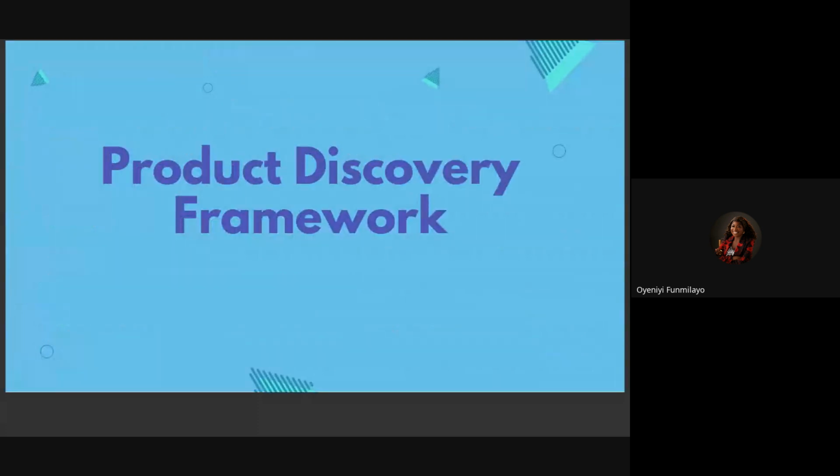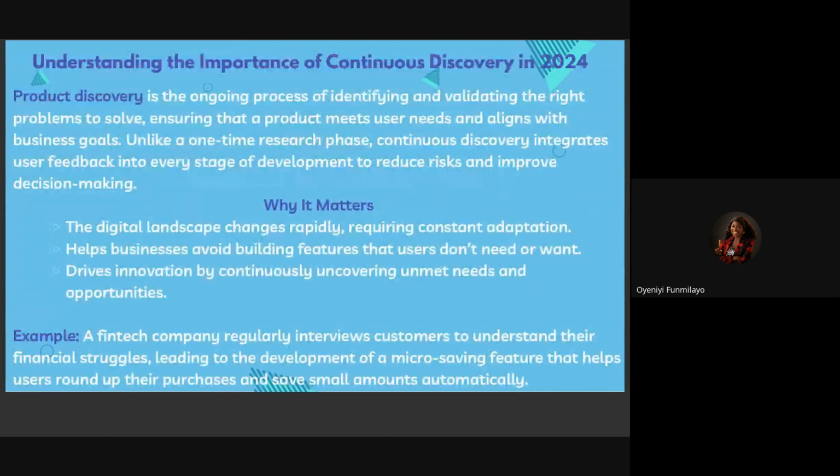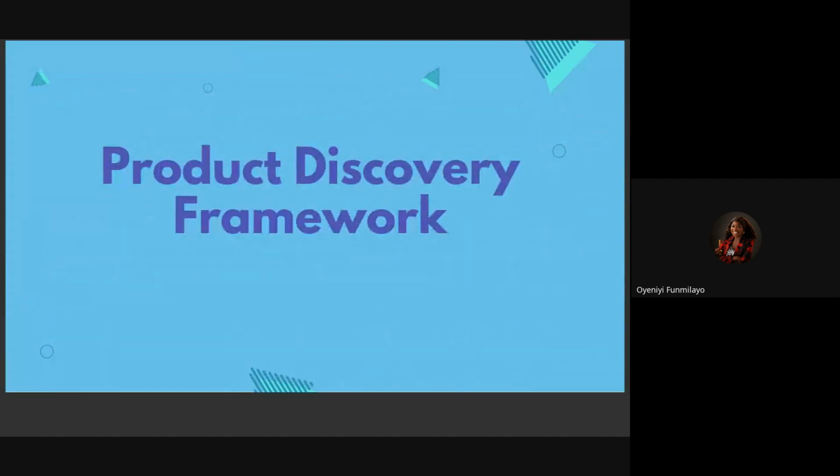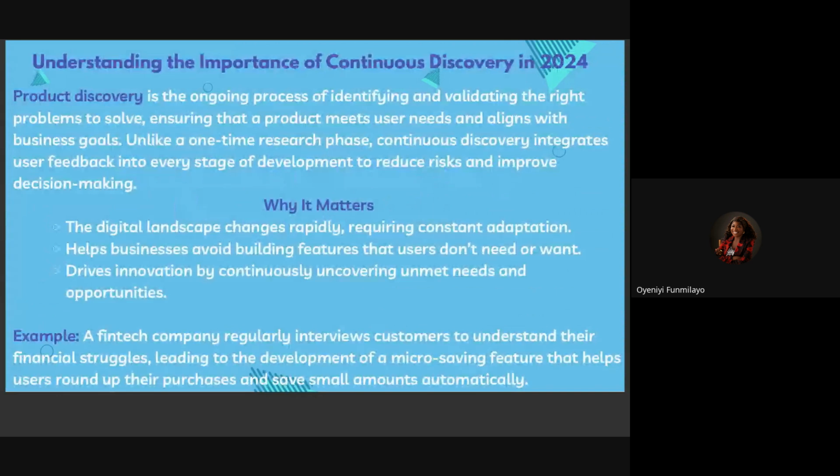Product discovery framework. I wanted to ask this question, but don't worry, let's just go straight into it. Cool. Product discovery. We said, please, if you cannot hear me or you have a question, you can just raise your hand. It makes a notification sound. I'll definitely check.